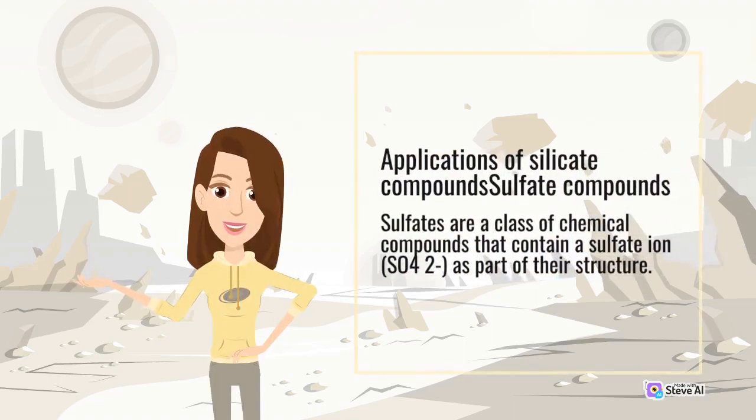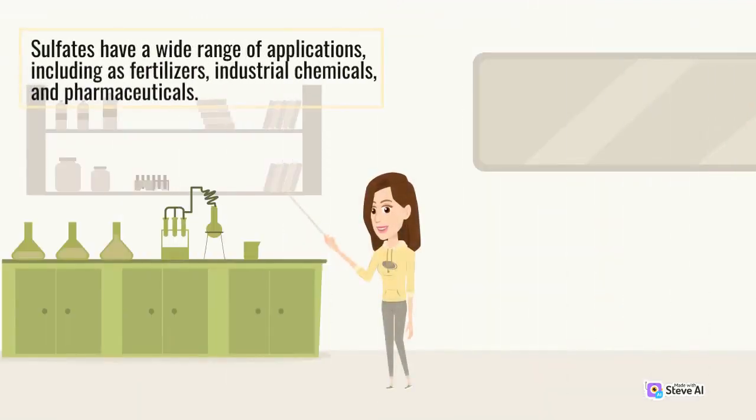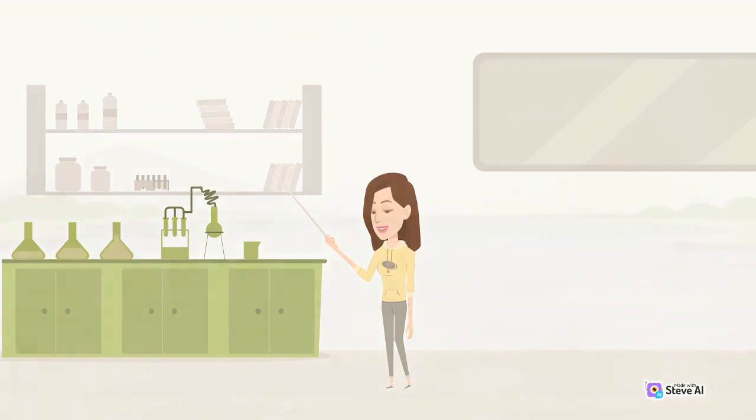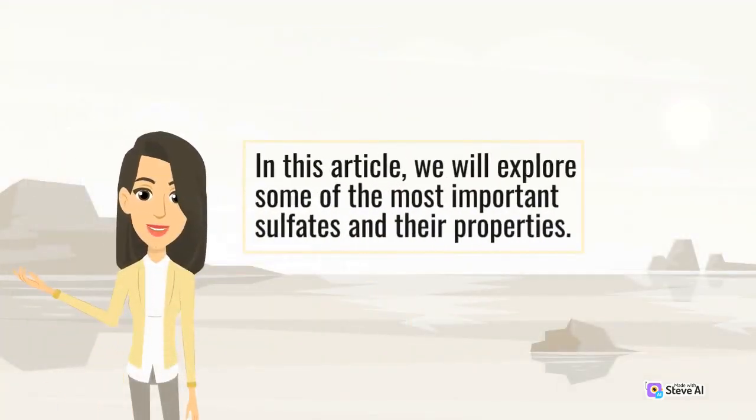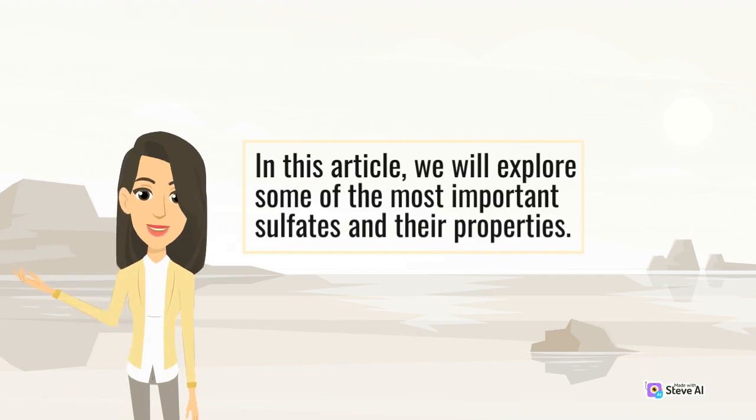Applications of sulfate compounds. Sulfates are a class of chemical compounds that contain a sulfate ion, SO4, as part of their structure. Sulfates have a wide range of applications, including as fertilizers, industrial chemicals, and pharmaceuticals. In this article, we will explore some of the most important sulfates and their properties.